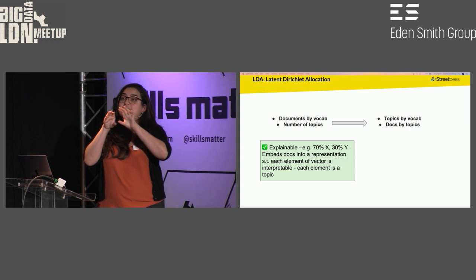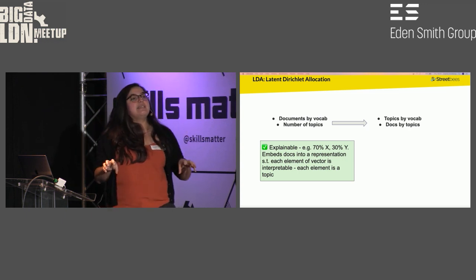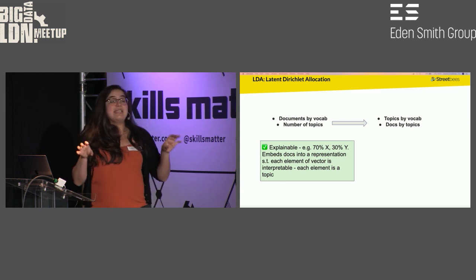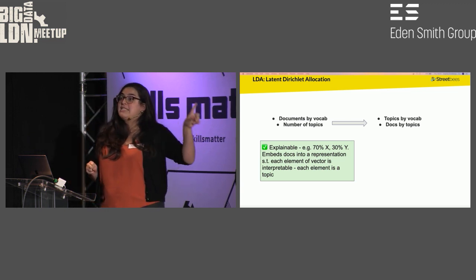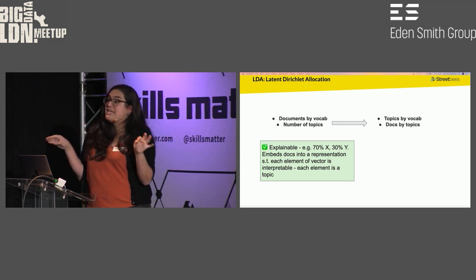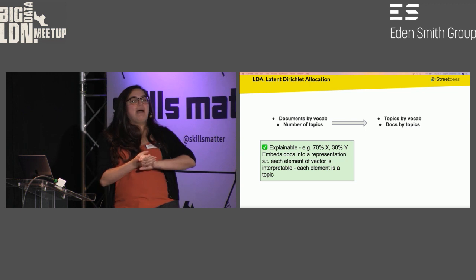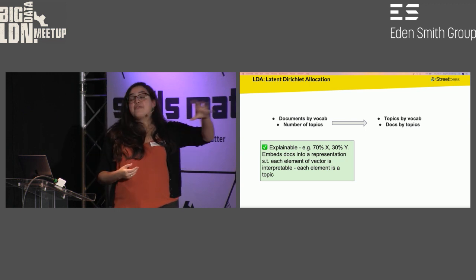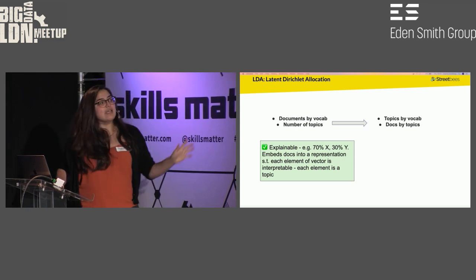topics. Each document, each submission can be embedded in this space, in a representation, such that each element of this vector is interpretable, because each element of that embedding of that document is actually a topic. So you can say it's 70% about being healthy and 30% about eating on the go, for example.